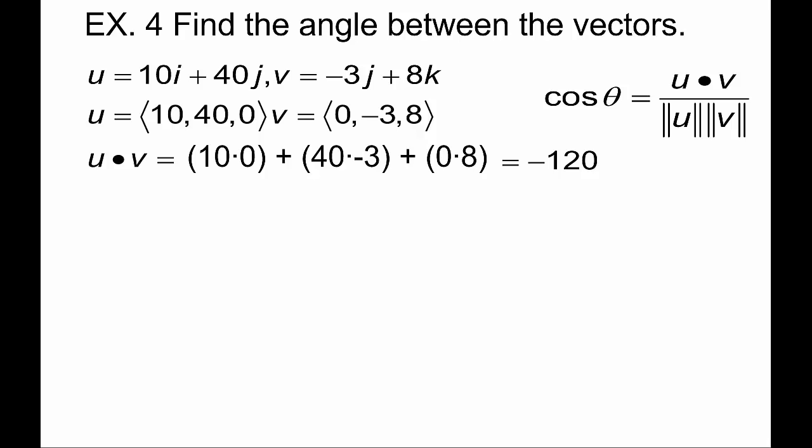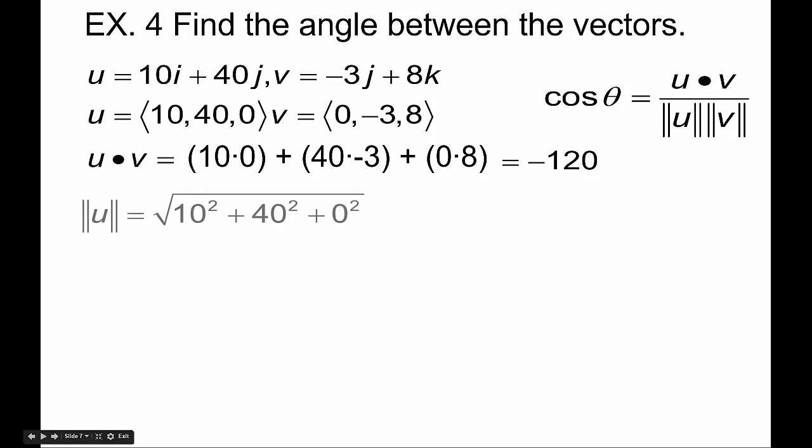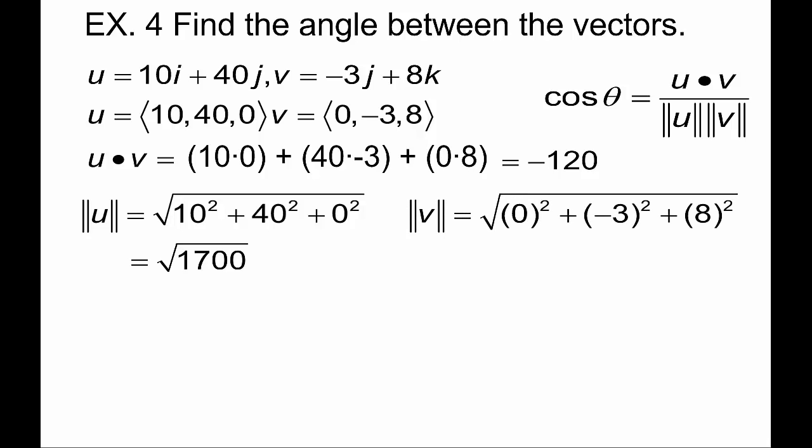Now we're going to find the magnitude of each vector. So the magnitude of vector u is going to be the square root of 10 squared plus 40 squared plus 0 squared. So when we simplify and add this together, this will be the square root of 1700. I'm going to leave this as the square root of 1700 and then simplify later when I'm finding the angle. For the magnitude of vector v, this is going to be the square root of 0 squared plus negative 3 squared plus 8 squared. So this simplifies to the square root of 73.